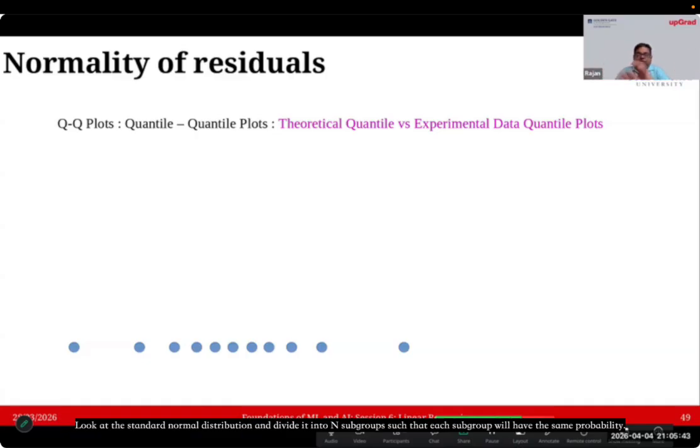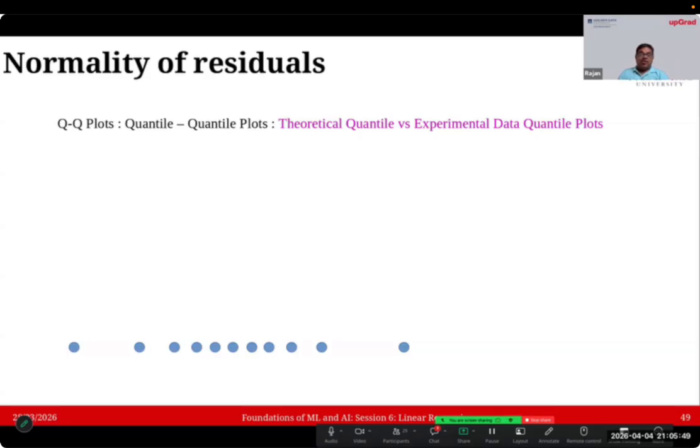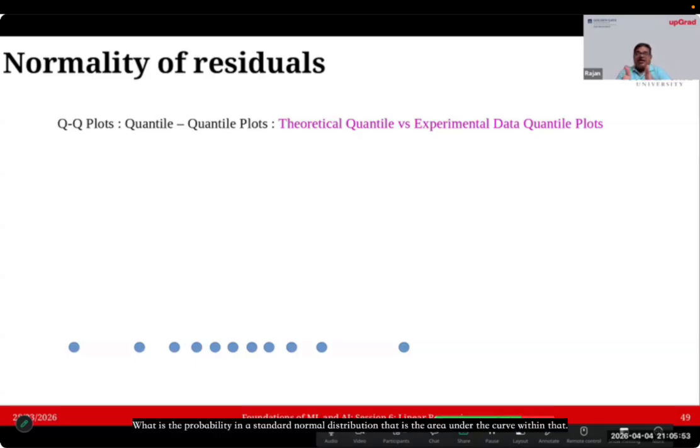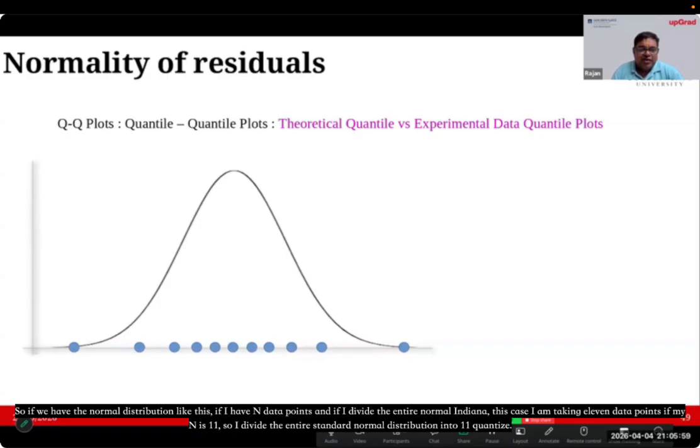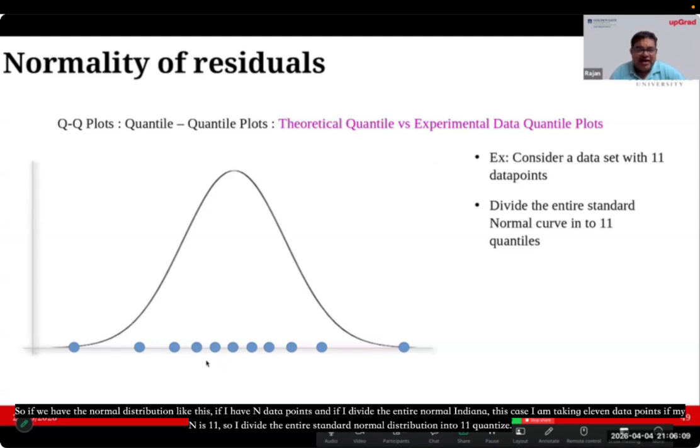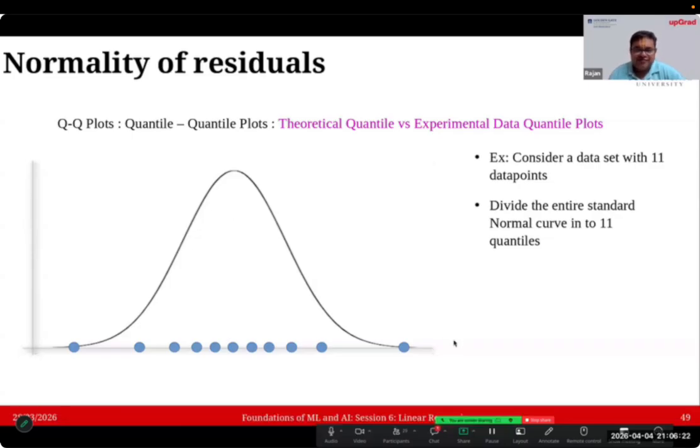Divide it into n subgroups such that each subgroup will have the same probability. What is the probability in a standard normal distribution? That's the area under the curve within that region. So let me show that. If you have the normal distribution like this, and I have n data points, in this case I'm taking 11 data points, my n is 11. So I divide the entire standard normal distribution into 11 quantiles.